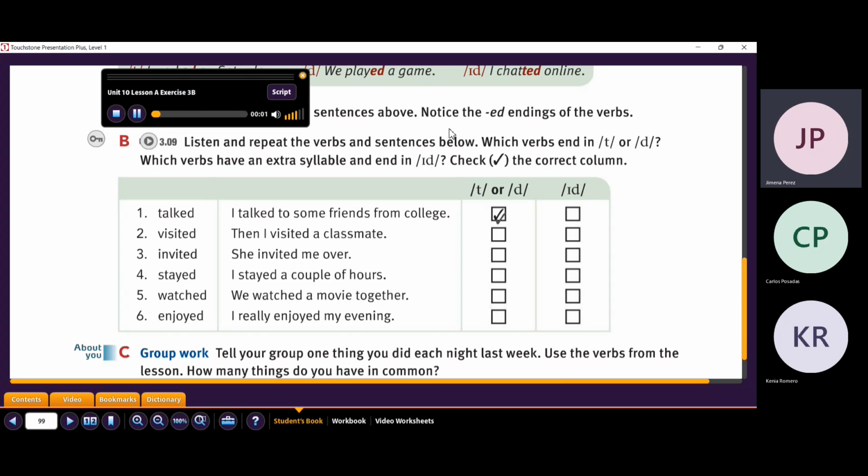Page 99. 3. Speaking naturally. ED endings. B. Listen and repeat the verbs and sentences below. Which verbs end in t or d? Which verbs have an extra syllable and end in id? Check the correct column.